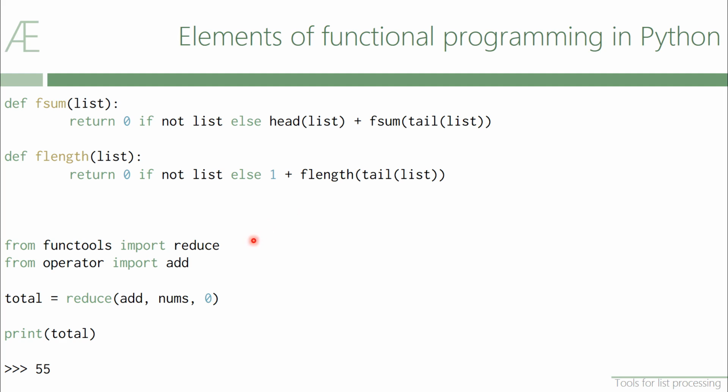Reduce is currently in the functools module, though it was available without importing anything in Python 2. It takes a function of two arguments, a list and an initial value. Then you may think that it inserts the initial value so it is the very first element of the list.